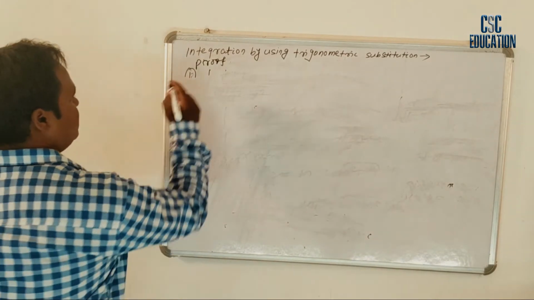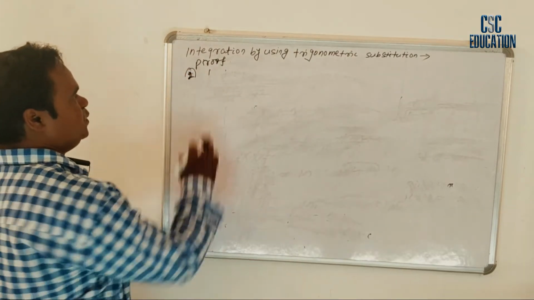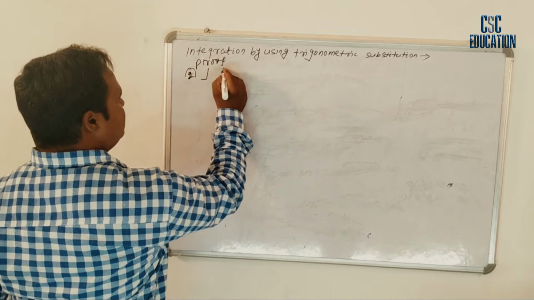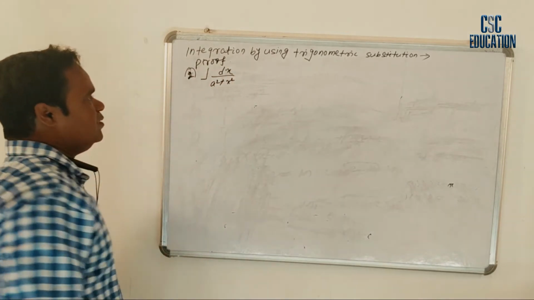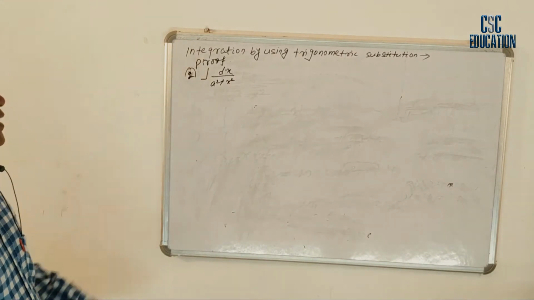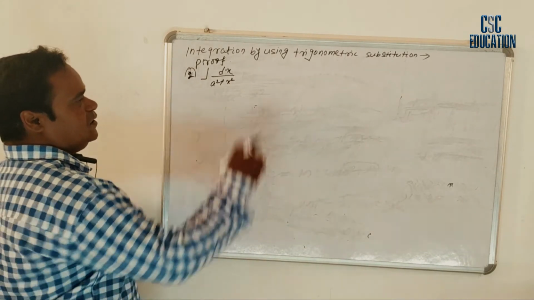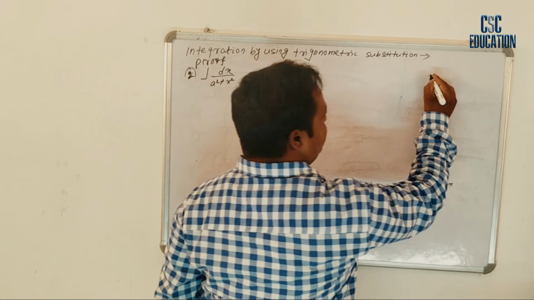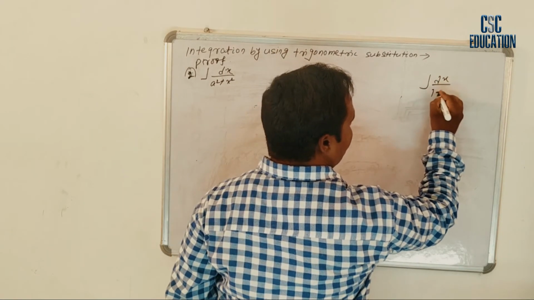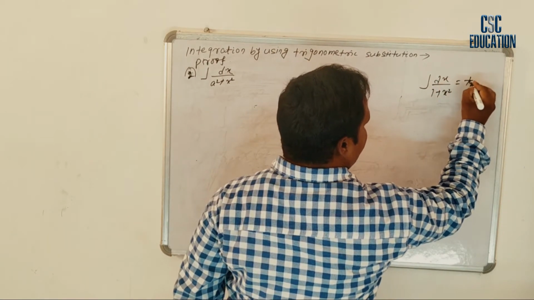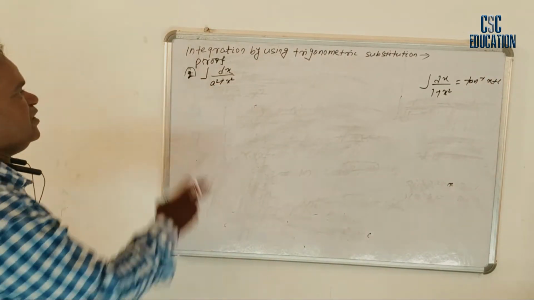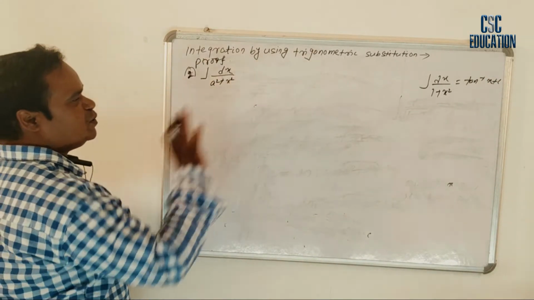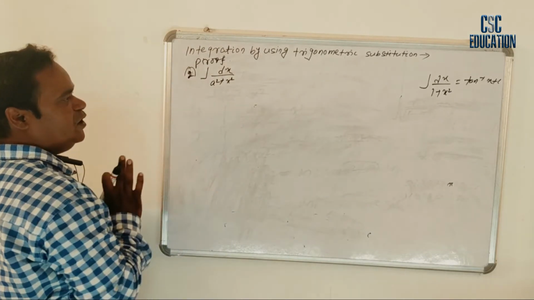Next one is formula number 2: the integration of dx divided by a square plus x square. Here a is a constant factor, a square. So now we know that the integration of dx divided by 1 plus x square is tan inverse of x plus c. So here 1 is the constant factor, here a is the constant factor, 1 square, alright, a square, alright.